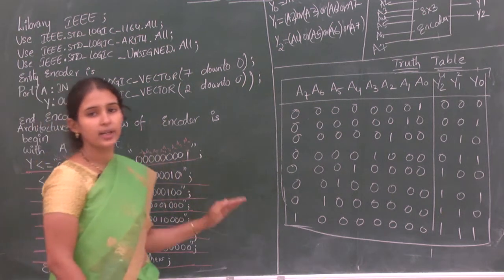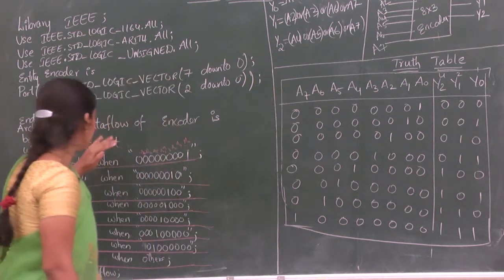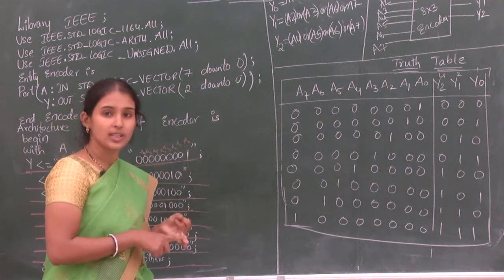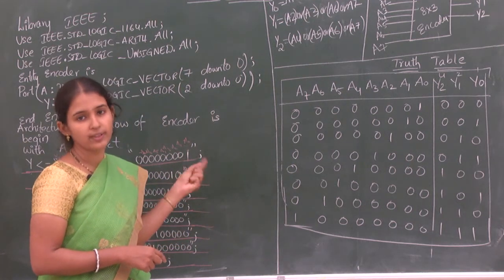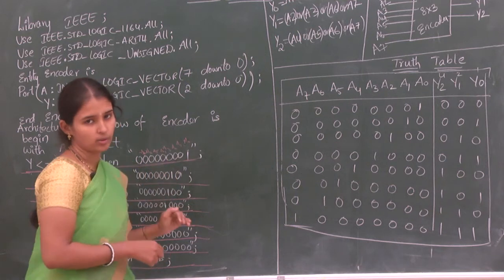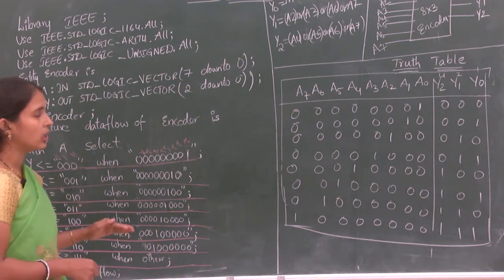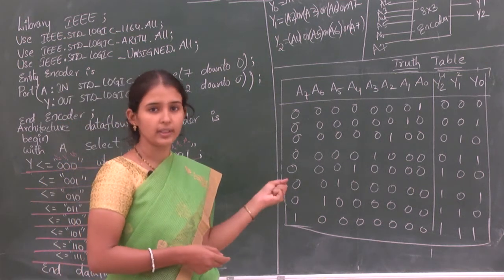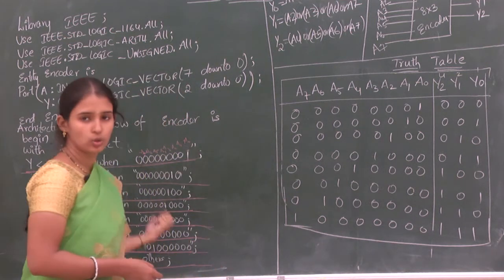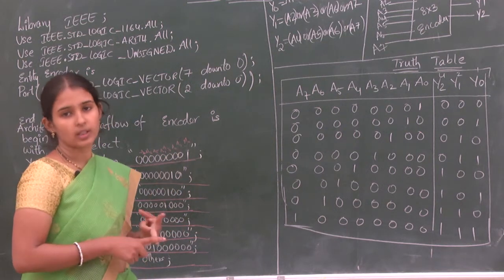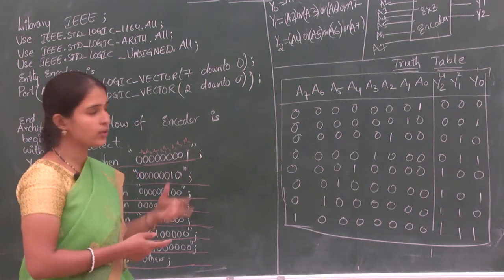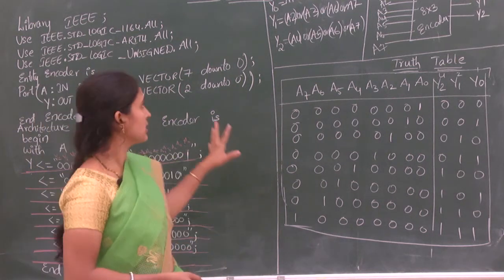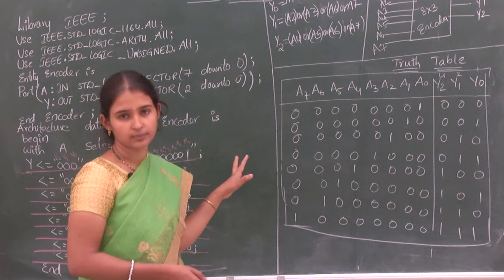So this is your 8x3 encoder, and along with the select statement, you can use a case statement, or you can use if-else if also, by writing this code. So your assignment will be: take the if statement and write the code, and using the case statement, write the code for the same truth table. Okay, this is all about the 8x3 encoder.